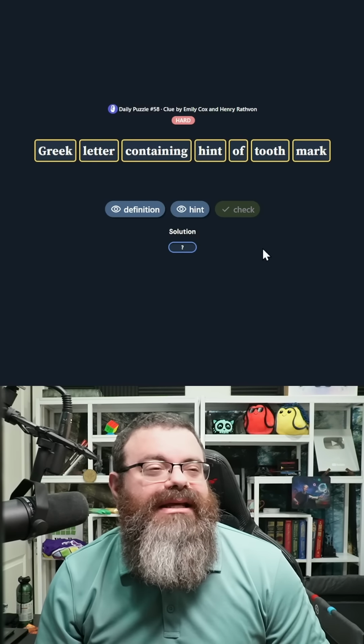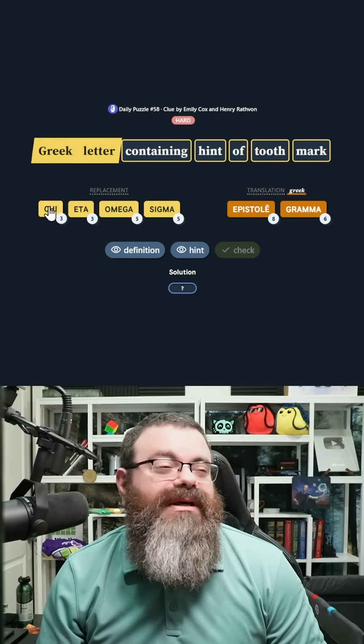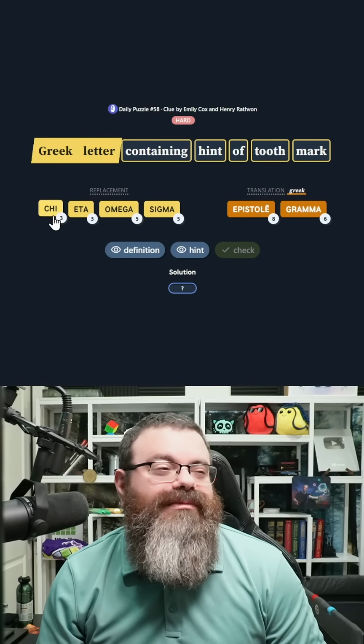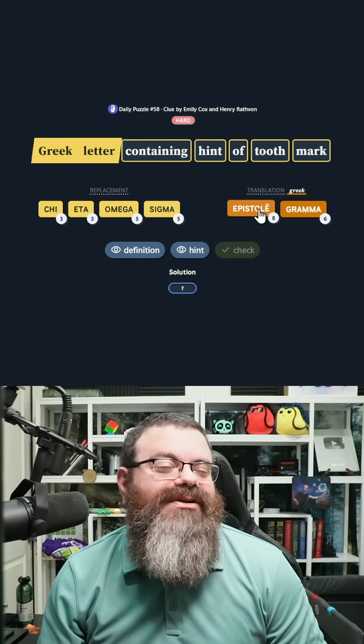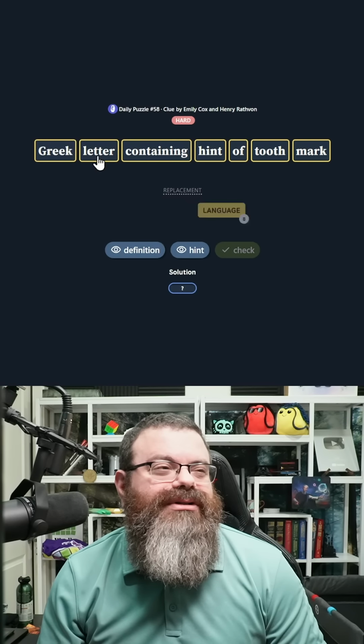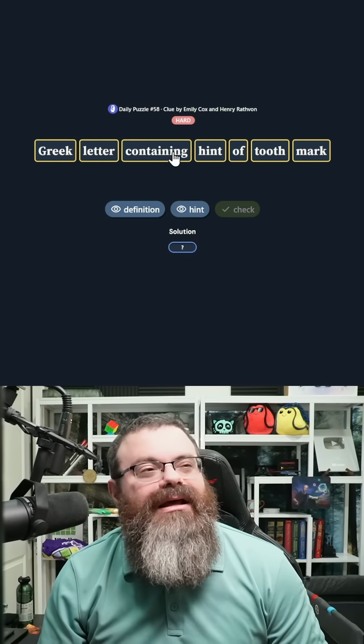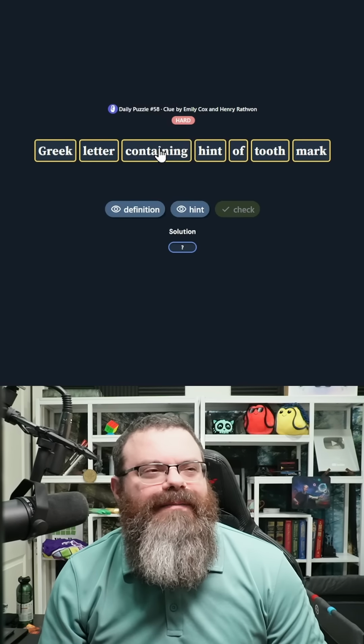Greek letter containing hint of tooth mark. I mean, Greek letter could be one of many Greek letters. Chi, eta, omega, sigma. You could also translate to Greek. Letter in Greek. Interesting. Greek could also just be Grecian, GR, or language. And letter could be grade, symbol, or ABC. Interesting. Now, containing feels like an indicator.